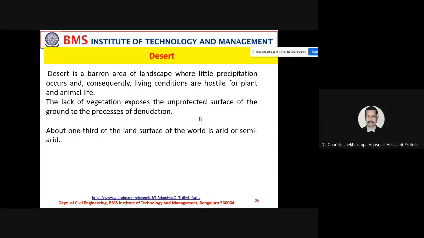Say, for example, take the best example of Rajasthan. Some parts of Rajasthan are completely barren land, desert areas, with no rain there. You cannot grow anything there. Consequently, living conditions are very hostile for plants and animals, especially in the desert areas, because there is no water. No rain means no water. No water, no life, I would say. To some extent you can survive, but you need water.